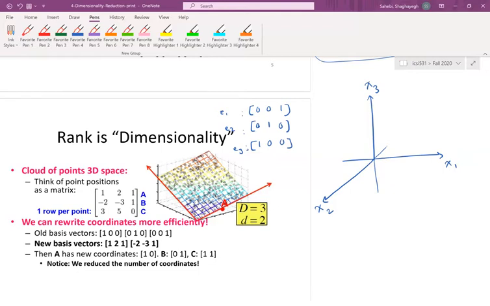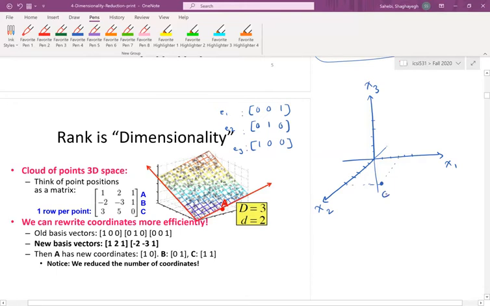Now, if I want to represent point C in our original space, it has dimensions 3, 5, and 0, right? So 1, 2, 3, 4, 5, on each axis. So our C in the original space is going to be here. This is C.